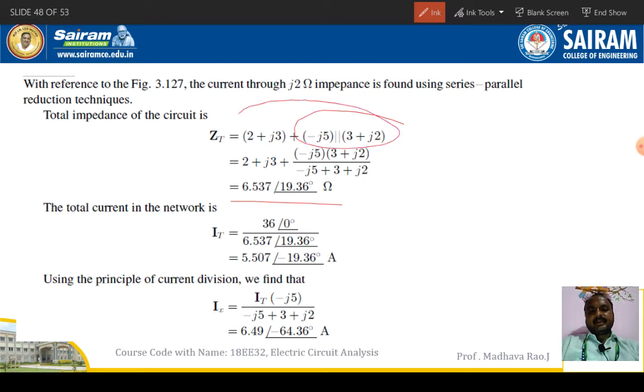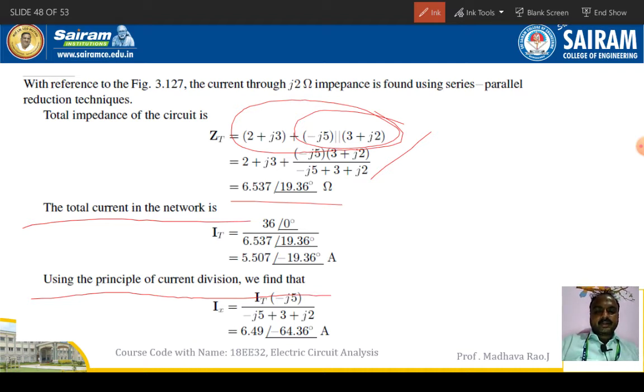These two are parallel with series. Then ZT is equal to 6.537 at an angle 19.36 ohm. Then the total current in the network, IT, is equal to 36 angle 0 divided by 6.537 at an angle 19.36 degrees. Using the principle of current division, Ix is equal to IT times (-j5) divided by (-j5 + 3 + j2). Finding IT, we can find Ix. So what Ix value did we get? 6.49 at an angle of -64.36 degrees.